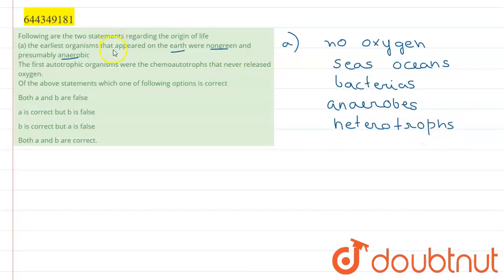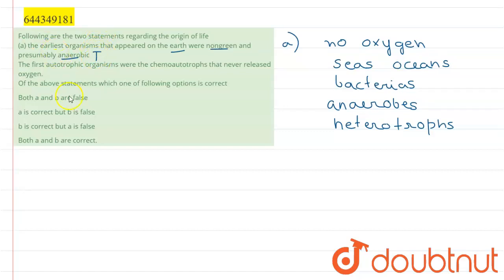So this first statement is right because they were non-green. Green bacteria can synthesize their own food, but as there was no oxygen they could not breathe oxygen and they could not prepare their own food. So this is a true statement.